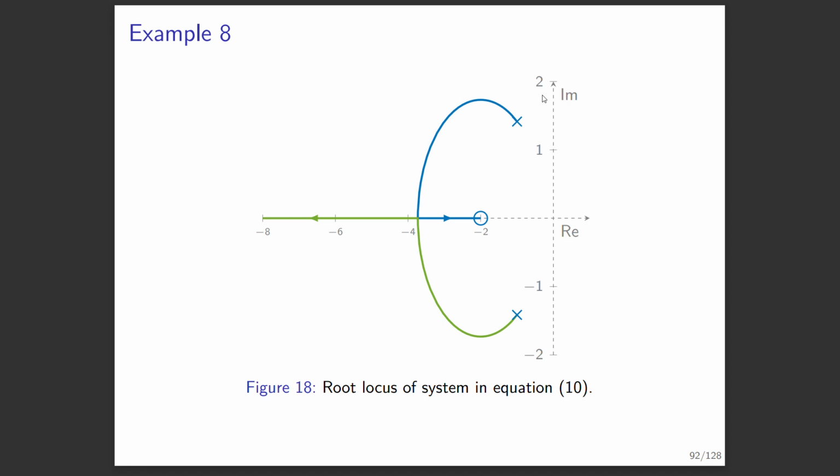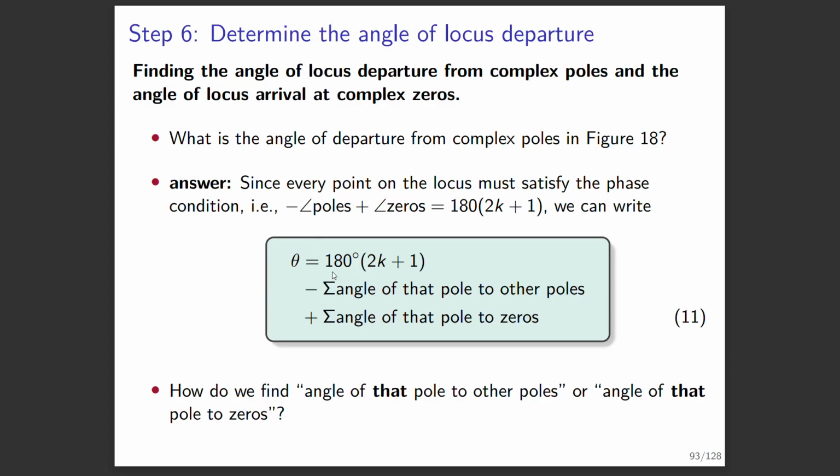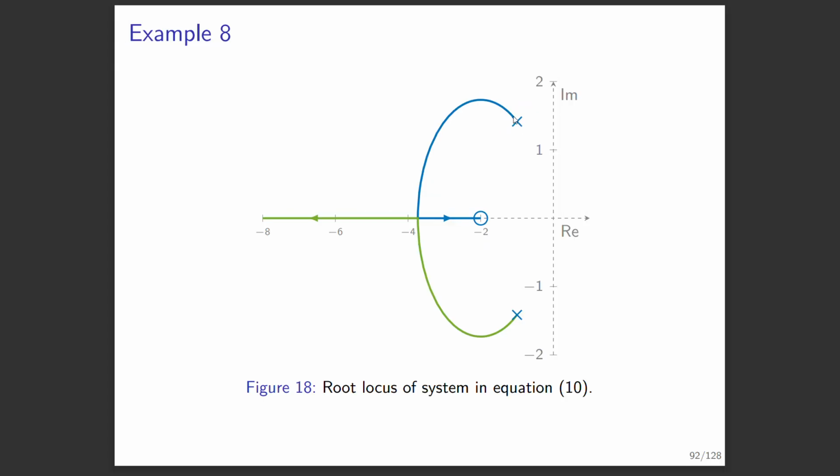So how do I compute the angle of departure from this pole? I need to write theta is equal to 180 degrees times 2k plus 1. Then I want to find the summation of the angle of this pole with other poles. So what's the angle that this pole makes with other poles? Well, I have only one other pole, and it's this pole. So how would I find the angle that this pole makes with this pole? If I connect them, they make an angle that looks like this. So it's 90 degrees.